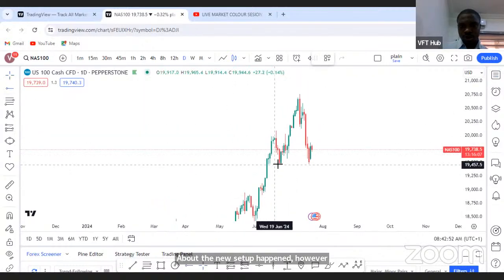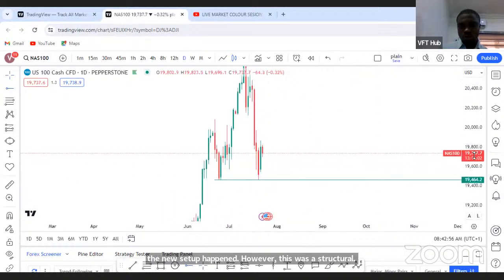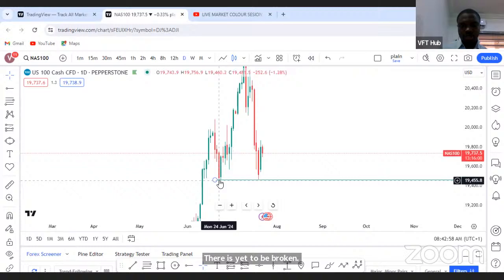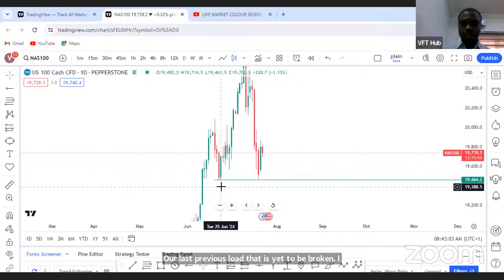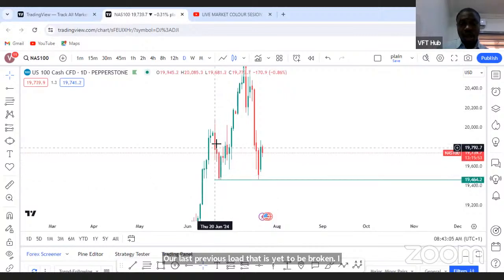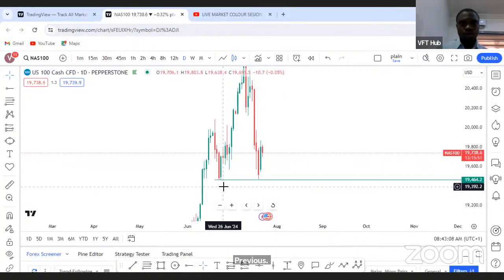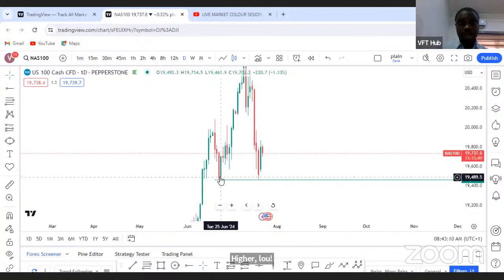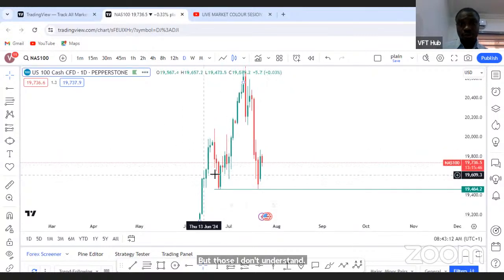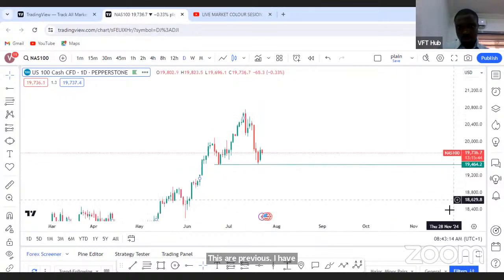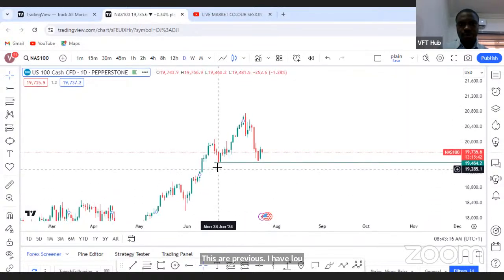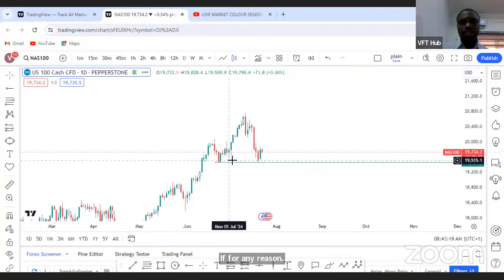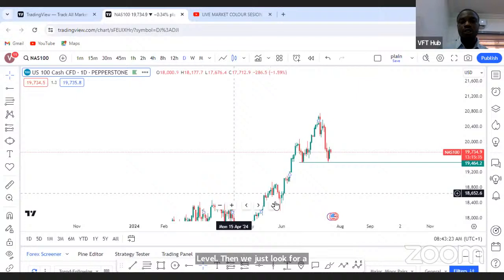However, this was our structural low that is yet to be broken. Price got almost to this place. Our previous higher low, for those that don't understand, is the previous higher low that price hasn't broken yet. So if for any reason price breaks through this level, then we just look for a reversal, a retracement, and then continue the movement to the downside.